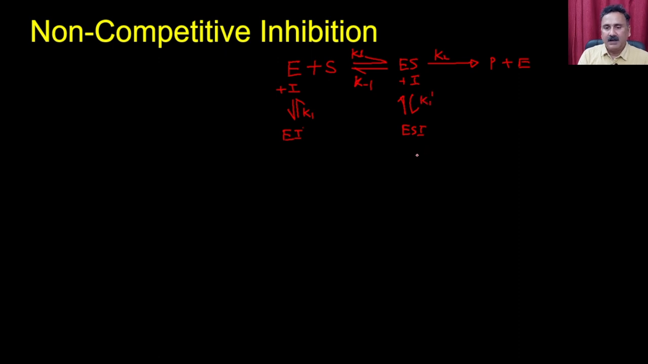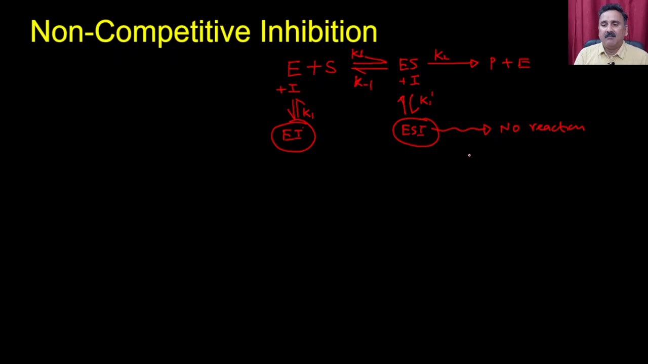Once it forms the enzyme inhibitor complex or the enzyme substrate inhibitor complex, it is going to lead to no reaction. So remember that whenever the inhibitor binds, whether it binds to the allosteric site or the active site, it will never be processed by the enzyme to form the product. So for the Ki, again we will write the reaction.